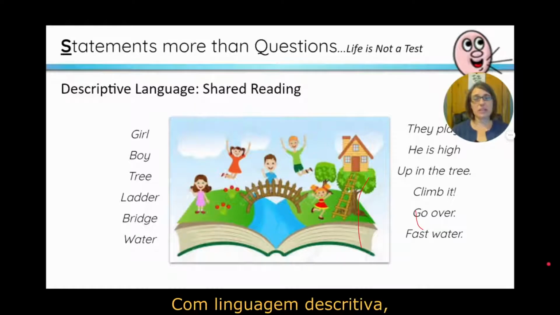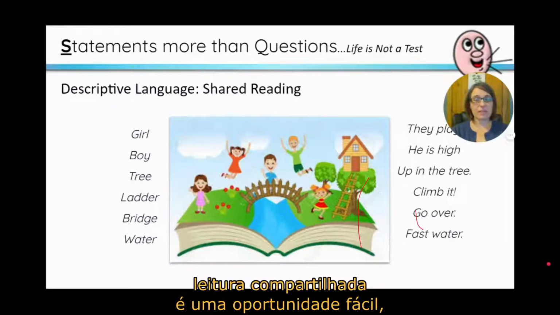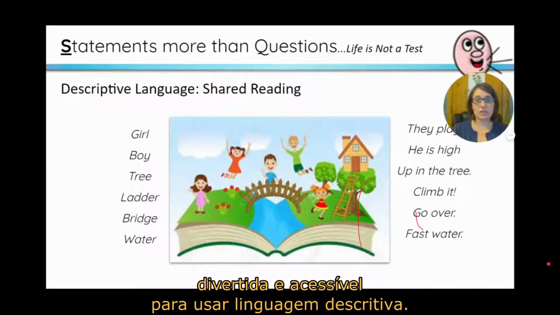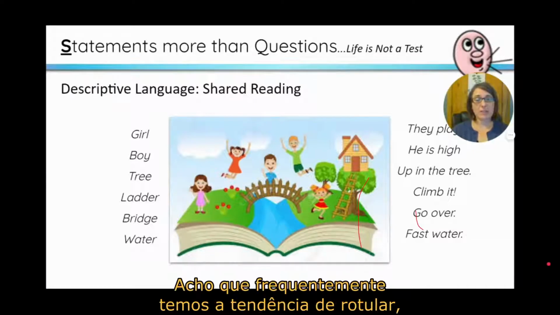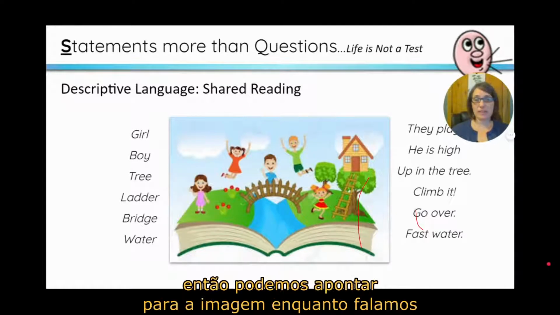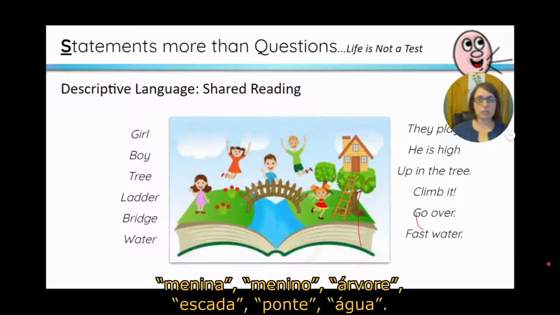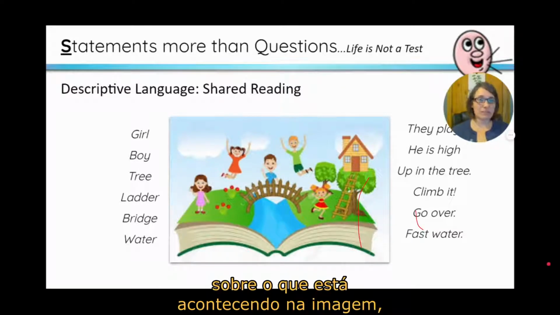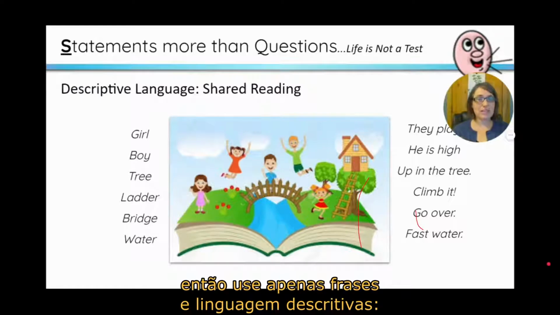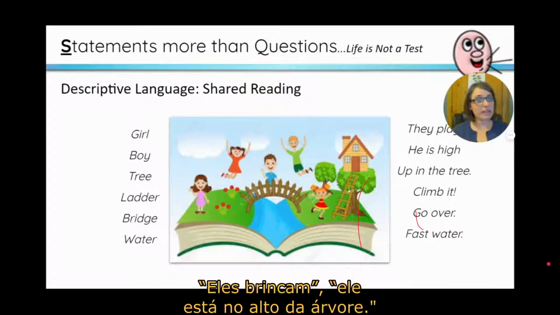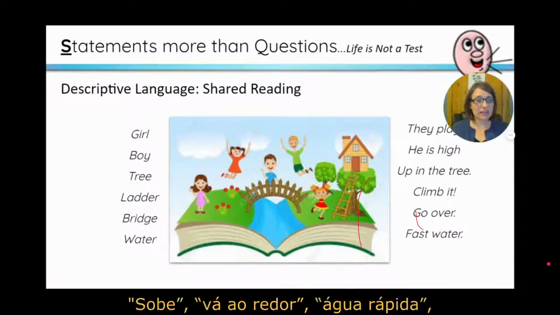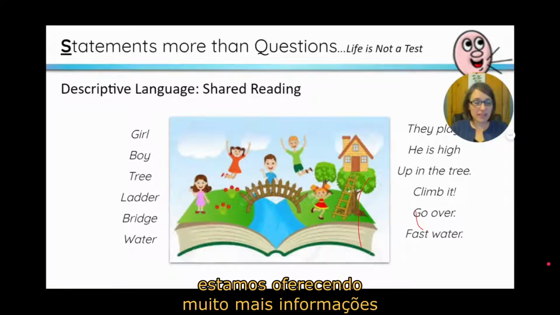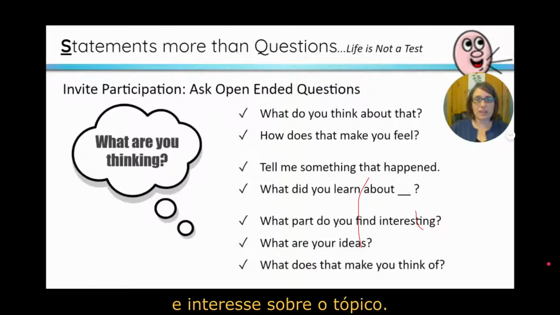With descriptive language, shared reading is a really easy and fun and accessible opportunity to use descriptive language. I think often we have a tendency to label. So we might point to the pictures as we say, girl, boy, tree, ladder, bridge, water. But it's so much more interesting to talk about what's happening in the picture. So use descriptive phrases in language. They play, he is high, up in the tree, climb it, go over, fast water. Then we're offering a lot more information and interest around the topic.